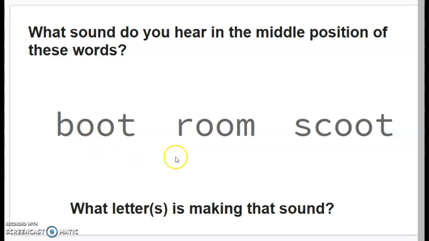It's our double O's again. They made another sound. Ooh. Two letters making one sound. Another vowel digraph.